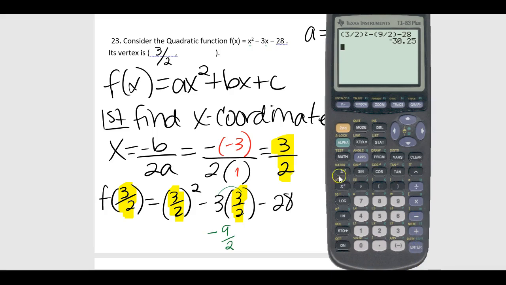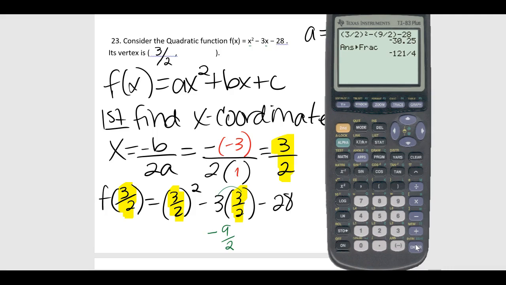That's the decimal. And we can even get the fraction value by choosing math and choose fraction. We have negative 121 over 4. Let me see in the problem how they usually want you to write your answer. Doesn't really matter, but we'll do the decimal value. So we'll say negative 30.25.